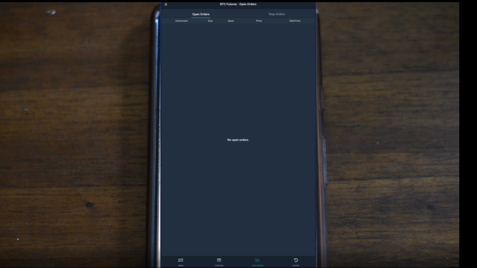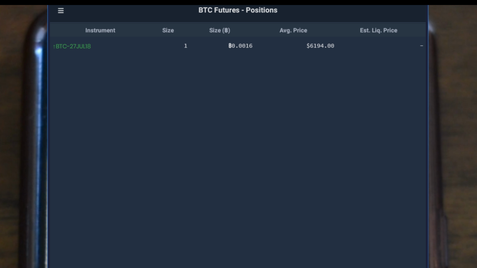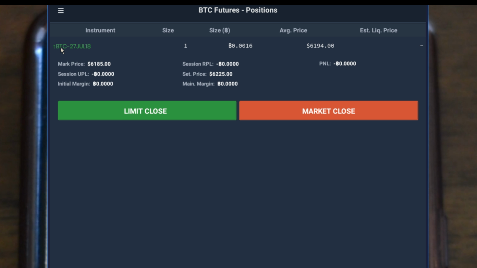The order has now filled, so it will no longer show in open orders, but positions, as the limit order we placed was matched with a market order by another trader. Tapping the row for details shows the same parameters as the web-based UI in a more compact view, including the ability to close a position partially by tapping the order buttons below both limit and market order.